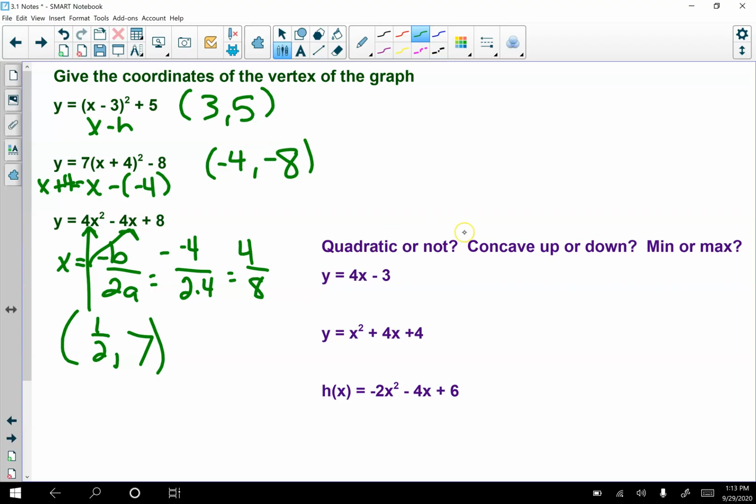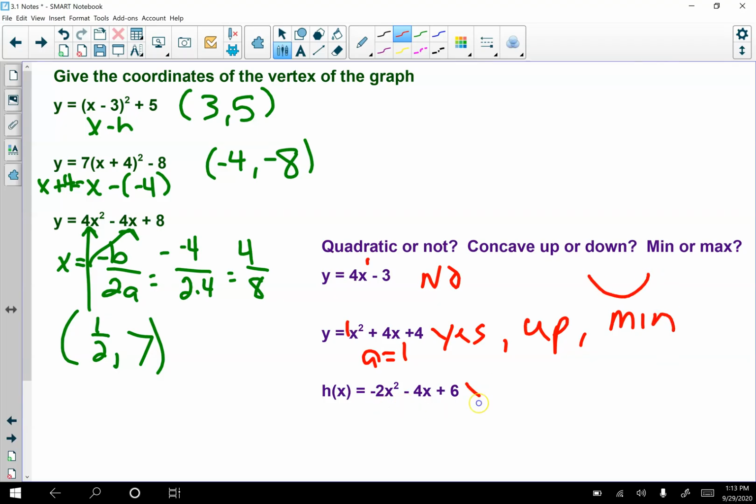Are these quadratic or not? If they are quadratic, are they concave up or down, and do they have a min or a max? So let's take a look at these. So this one I would say no, because it's to the first power. So I'm done with that one. This one I would say yes, it's quadratic. And this is a positive a. So this is going to be concave up. And if it's concave up, it's going to have a minimum. Think about what that looks like.